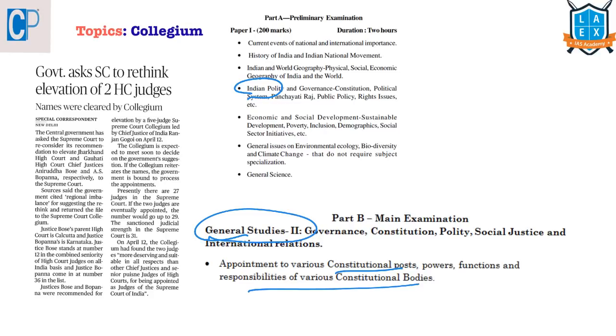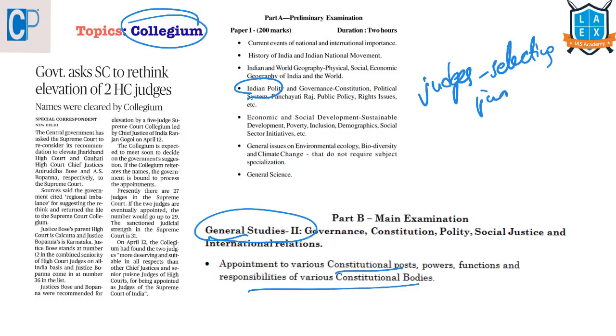And in case of prelims, from this article we should know about this concept known as Collegium that is mentioned in this article. What is meant by Collegium? It is the system by which judges are appointed by judges only, and it is also referred to as judges selecting judges. It is the process where the judges are appointed by judges only.